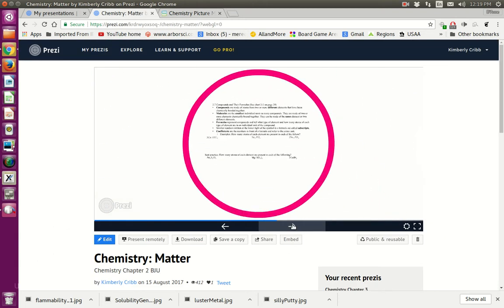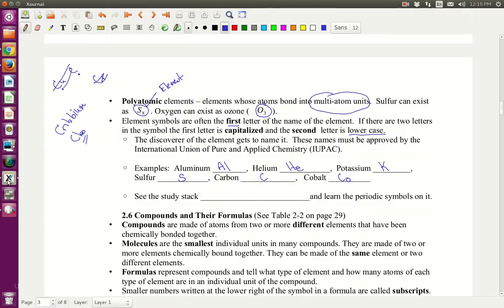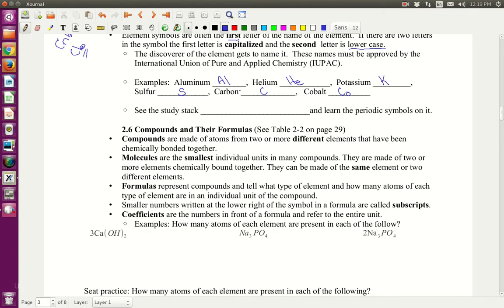Okay, and that brings us to compounds and their formulas, and this is where we're going to have to start actually doing some practice work. So I'm going to go back to my notes, and I don't think I need to stay on the Prezi any longer. Compounds and their formulas. I don't know for sure if this page number is correct. Page 29. So there's a table that you could look at, but you don't have to refer to that table. I tried to make sure I updated my notes, so if my notes are not perfect, I apologize.